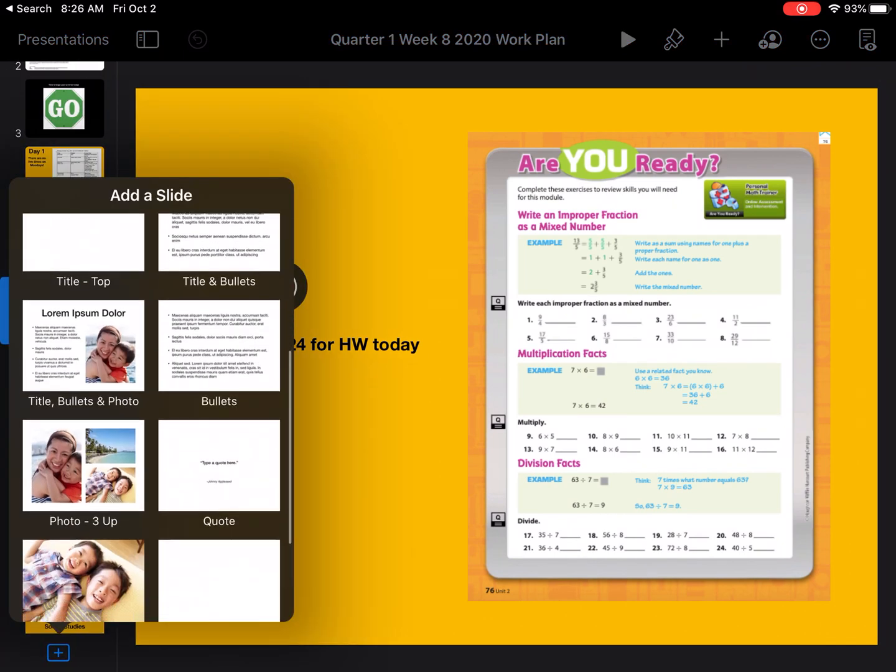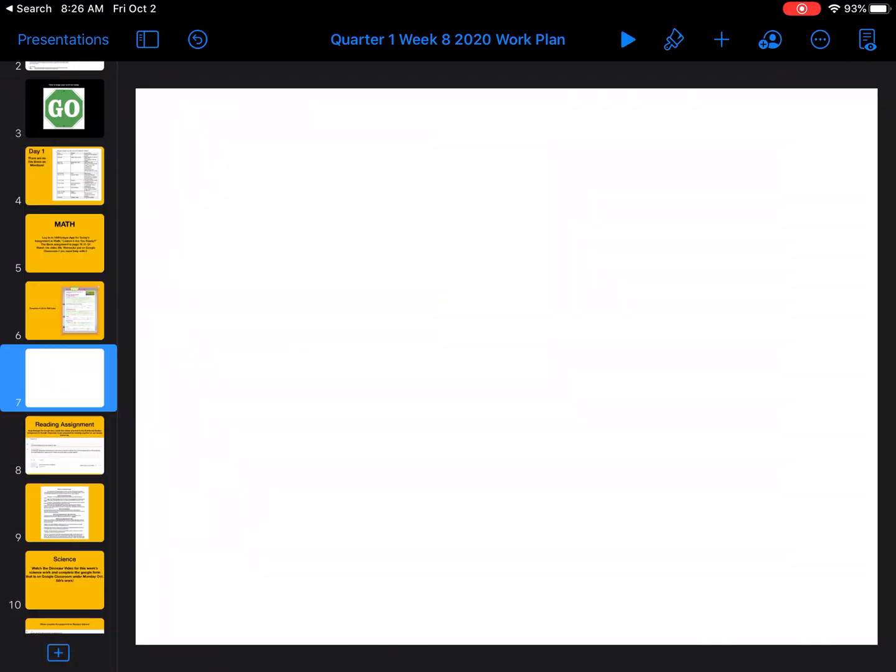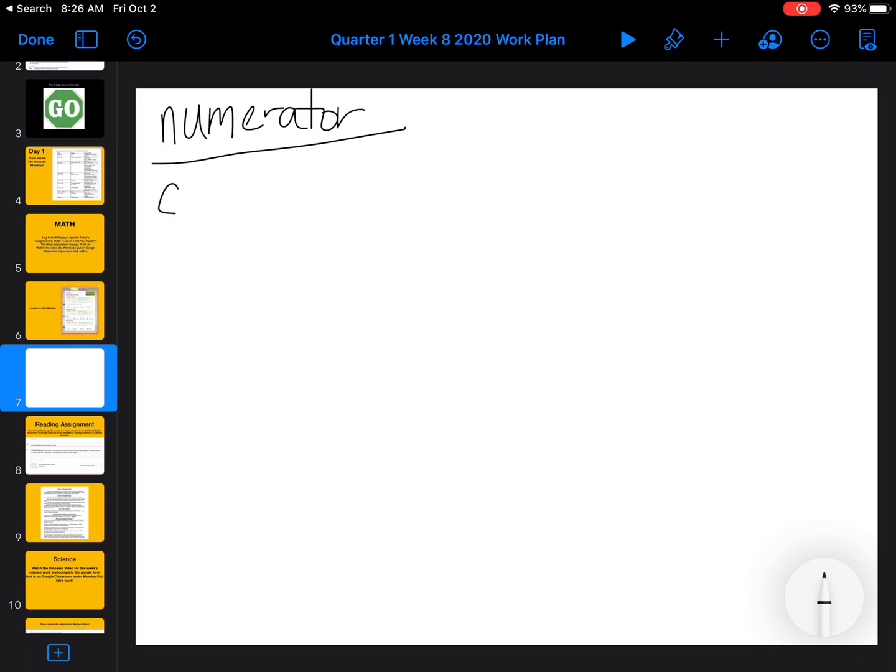I'm going to give you a few examples. Remember, an improper fraction is when the numerator is larger than the denominator. The numerator is the number on top, so numerator over denominator. And the denominator is the number on the bottom. The number on the bottom tells you how many parts there are to make a whole number, and the number on top tells you how many parts you actually have.